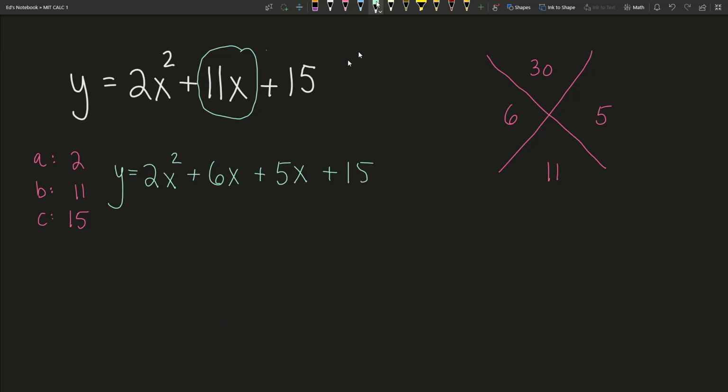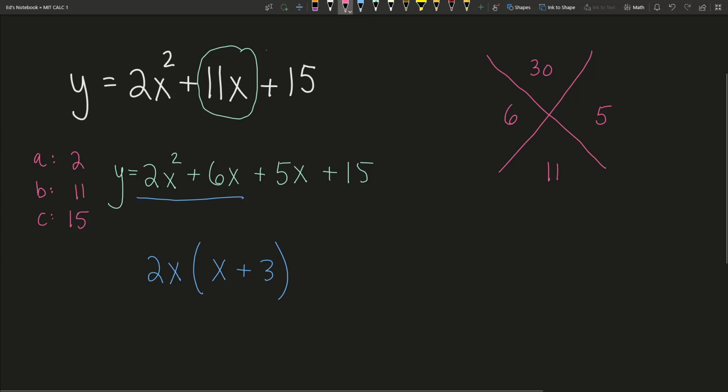Now I factor by grouping the first two terms. I group those together and factor out a GCF, and then the second two terms. So from here, I can factor out a 2x, and I would be left with x plus 3. And the second grouping, I would factor out a 5, and I would be left with x plus 3.